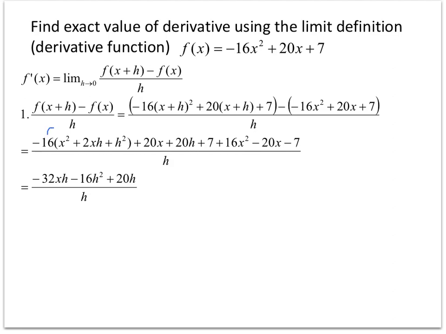If I look right here, negative 16x squared and 16x squared canceled. And then the next thing I do is I do this one, which is my minus 32xh. Then I get minus 16h squared. Here is my 20h. I'm sorry, there's my 20h. And as you can see, everything else canceled.